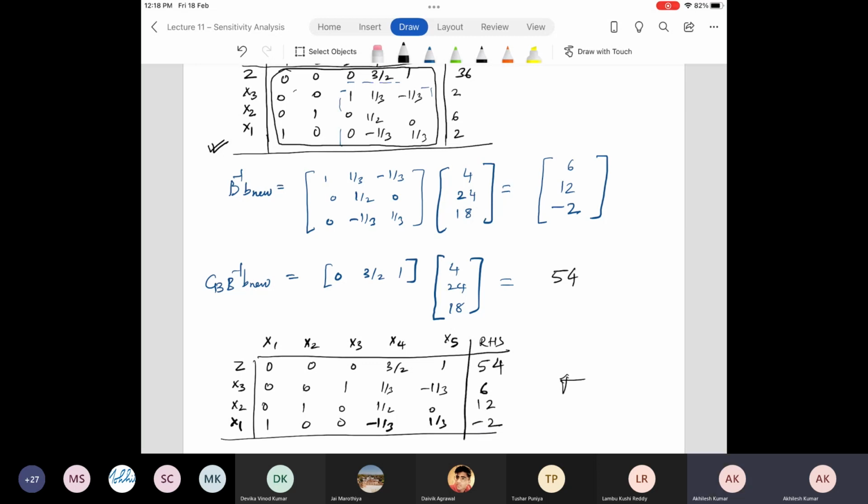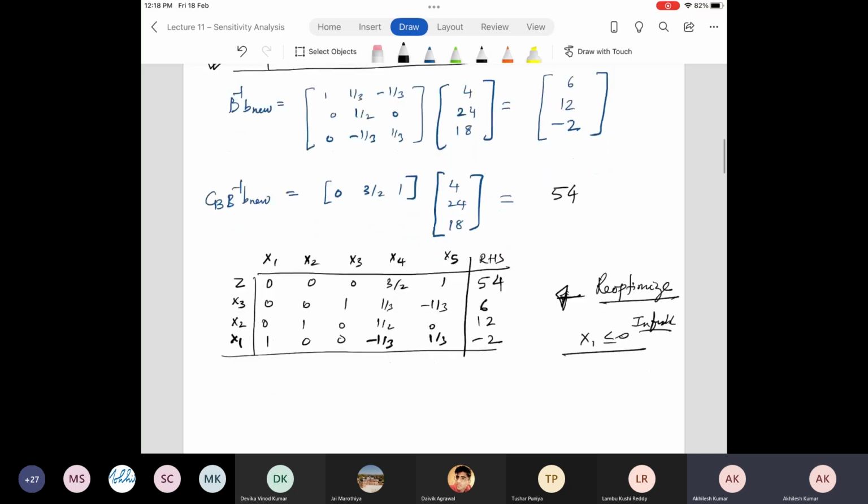We need to re-optimize it, because why I need to re-optimize it? Can x1 value be less than equal to 0? Is it possible? No, sir, it's not possible. So that makes it infeasible. So I need to re-optimize it. But luckily, I don't need to start from the scratch.